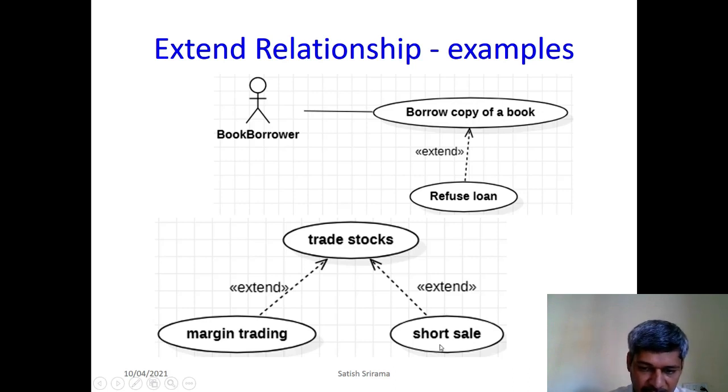Similarly, there can also be a short sale. In this case you don't even have the stock with you, but you are trying to sell it, assuming its value will be reducing, so that later you will buy those stocks and cover the difference. This is another extension feature. So these are examples of the extend relationship.